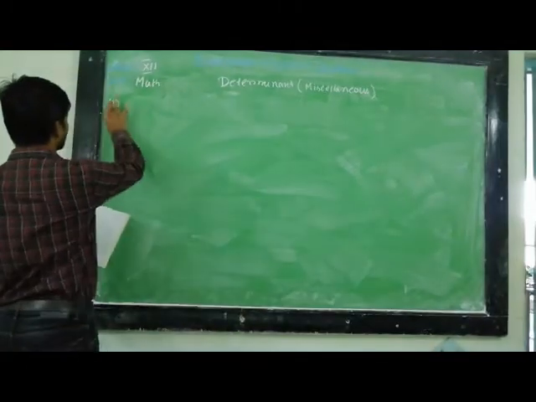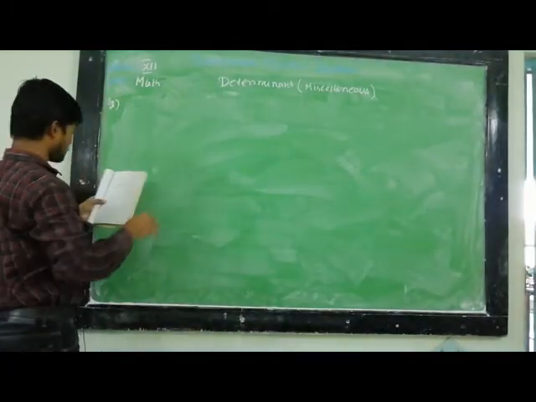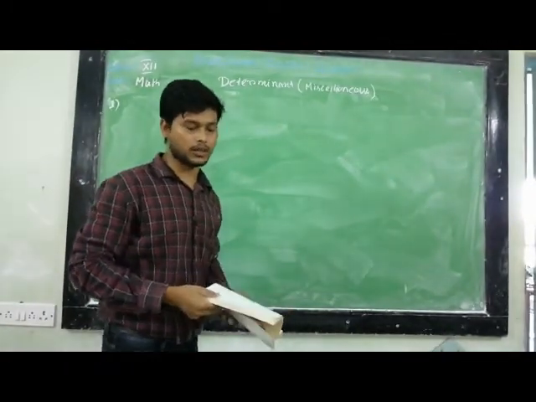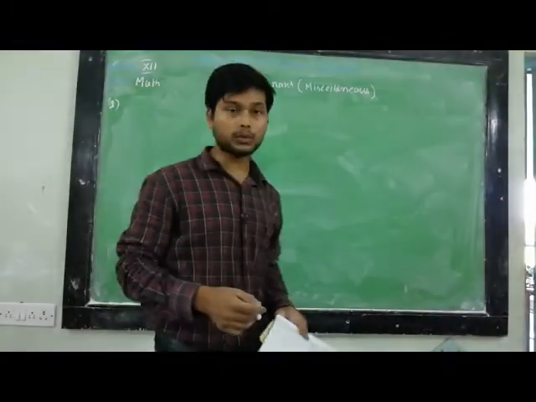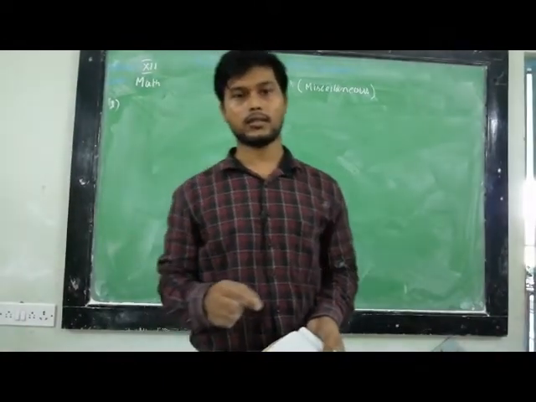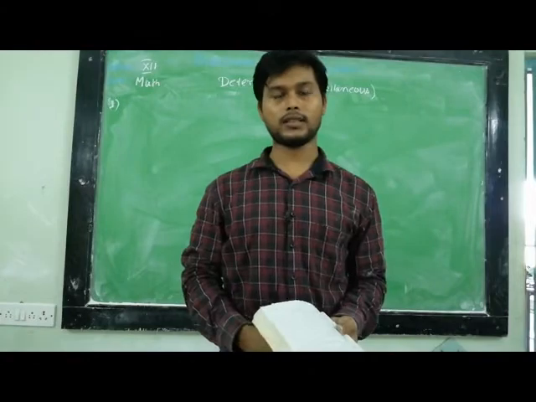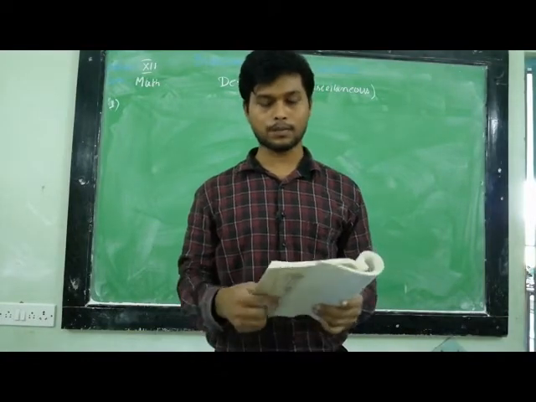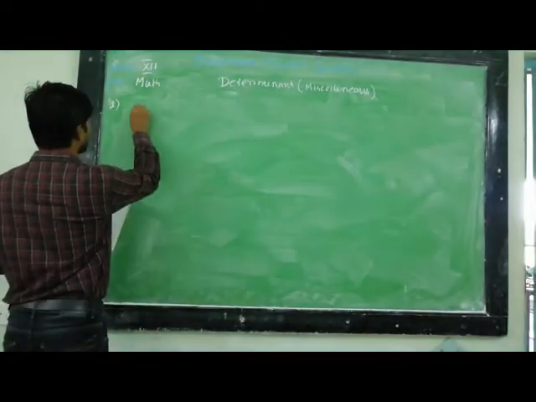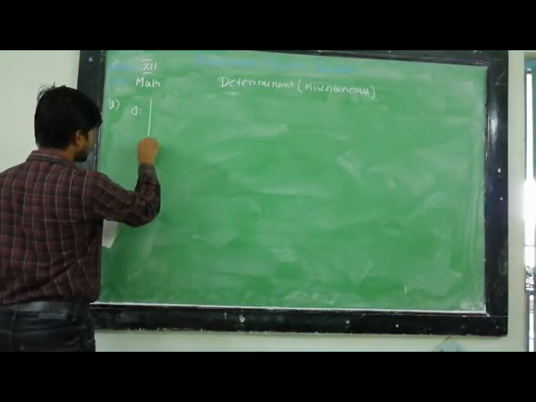Question number 1. Prove that the determinant is independent of theta. Independent of theta means the result of the determinant must be free from the variable theta. Okay, so let the given determinant be delta.